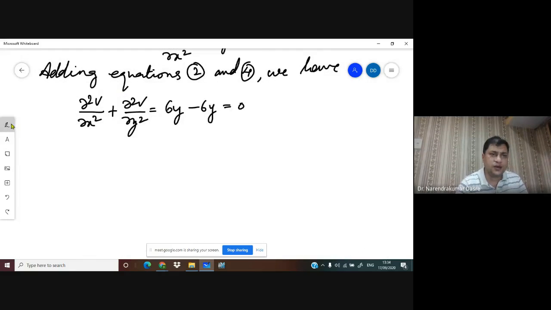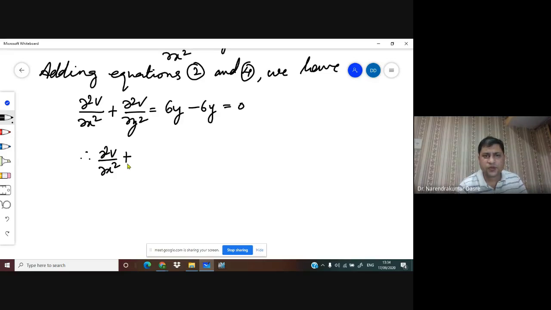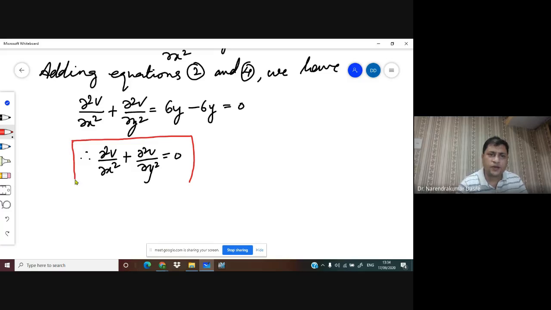So we can see we got a result that ∂²v/∂x² plus ∂²v/∂y² is equal to 0. So please be careful while writing. The notation should be clear and perfect. So what is the key? This is the Laplace equation.